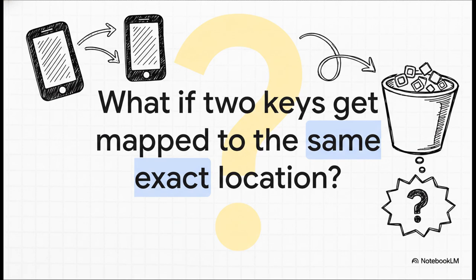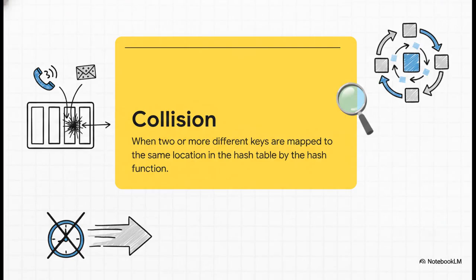Okay, so let's go back to our simple phone number example. What happens if we get two different phone numbers that both happen to end in the number 89? Our little hash function would tell us to put both of them in the same exact slot, slot 89. Uh-oh, now we have a problem. This is what we call a collision, and it's pretty much unavoidable when you're trying to map a huge universe of possible keys, like every phone number in the world, into a much smaller set of storage slots.